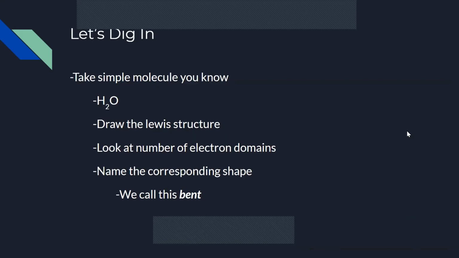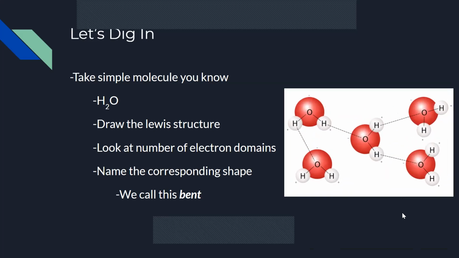So let's dig in. Think about a simple molecule that you know. We all know what water is, H2O. If you draw the Lewis structure for this, look at the electron domains, think about the shape it would make, we would call that bent. So hydrogen, 2 of them bonded to oxygen, water, would have 2 lone pairs, making a bent shape. So that is important for when water molecules bond to other water molecules. This bent shape can create interactions, but we won't talk about that too much today.